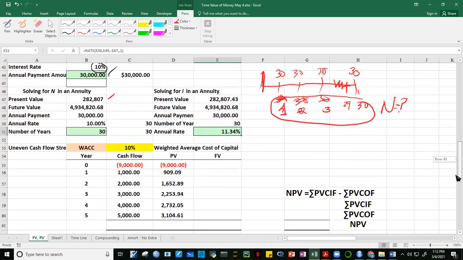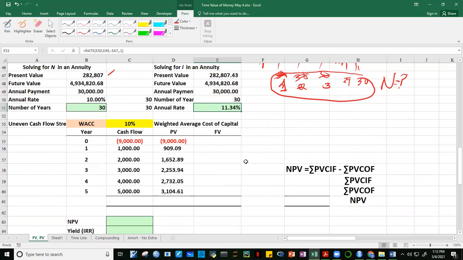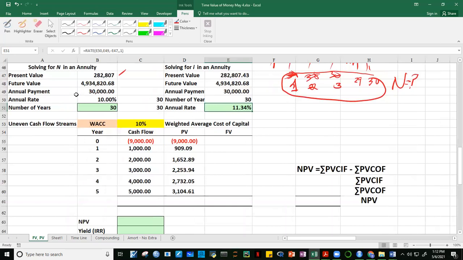Okay, now we go here to the next exercise. We have here an uneven cash flow stream. Okay, so unfortunately, guys, nalagay ko na pala yung answer ko dito. No? Dapat nakalimutan kong ibura. Okay, so tingnan na lang natin since andito na naman siya.